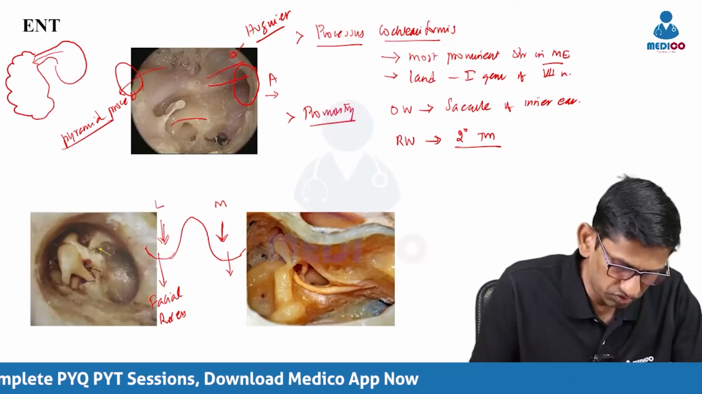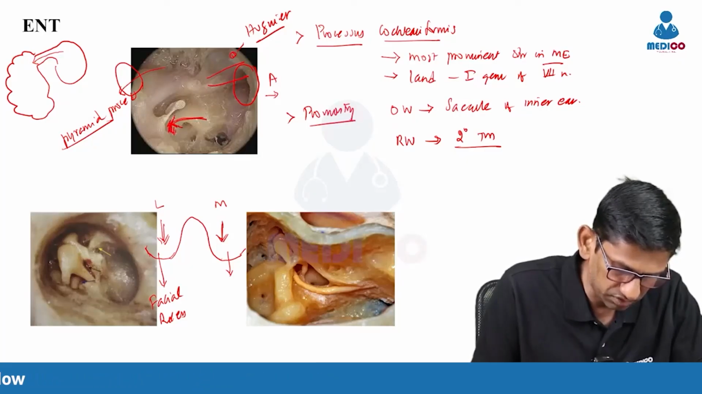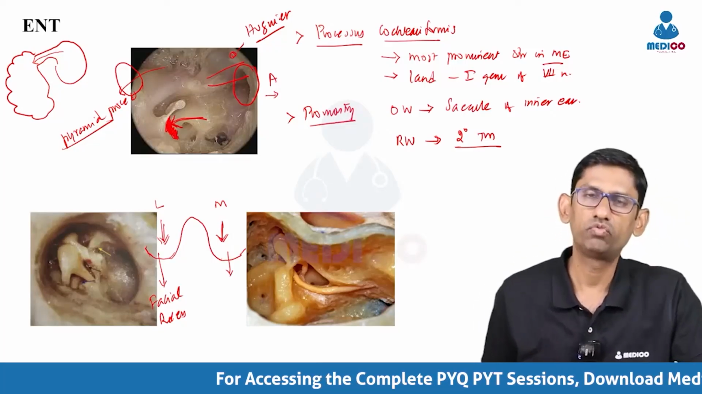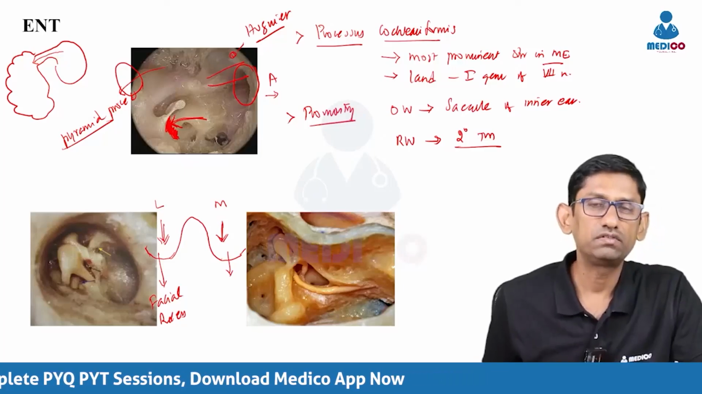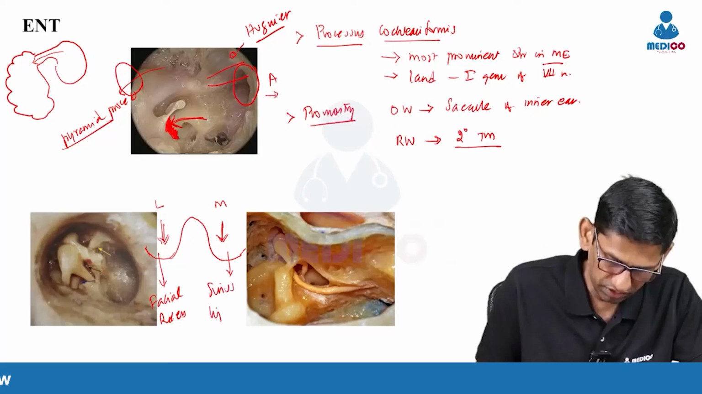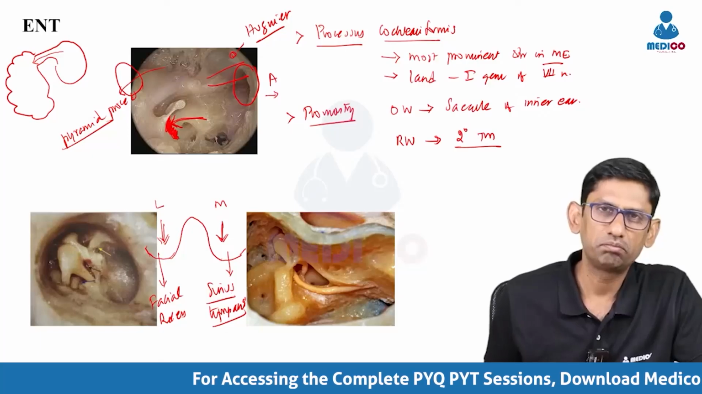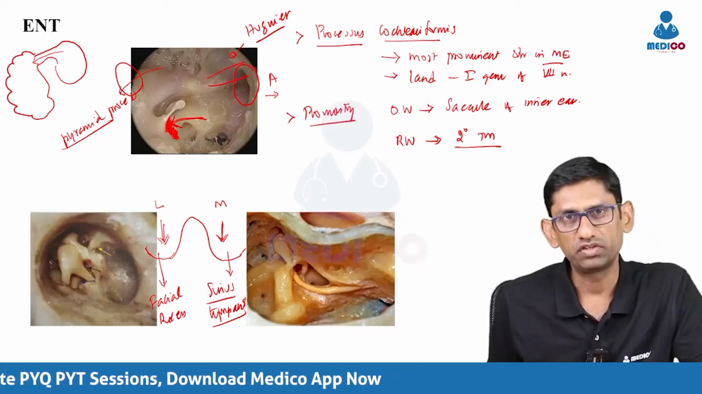So this focus somewhere here, hiding into the middle ear, is called the medial fossa, and that is medial to the vertical part of the facial nerve, and that is called sinus tympani. So these two recesses are very, very important in the posterior wall: one lateral to the facial nerve and one medial to the facial nerve.